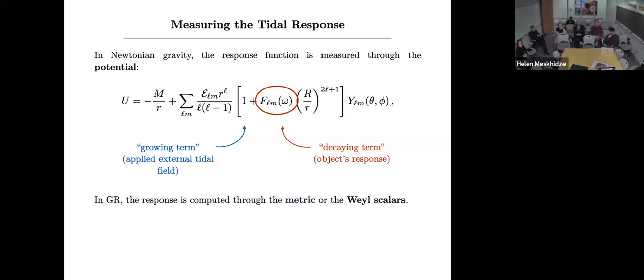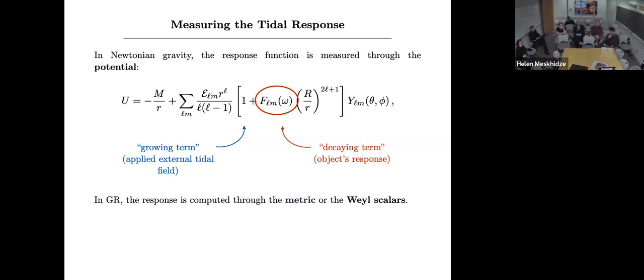So these r to the L factors are so-called growing terms, and these are the direct contributions of the perturbation to the potential. But there are also the so-called decaying terms, which arise due to the response of the body to the perturbation. And the overall coefficient that appears before it is the total response of the body. So this is in Newtonian gravity.